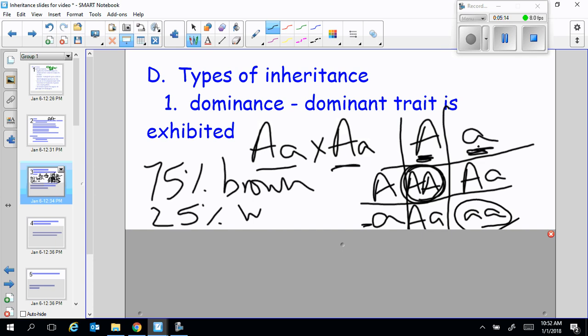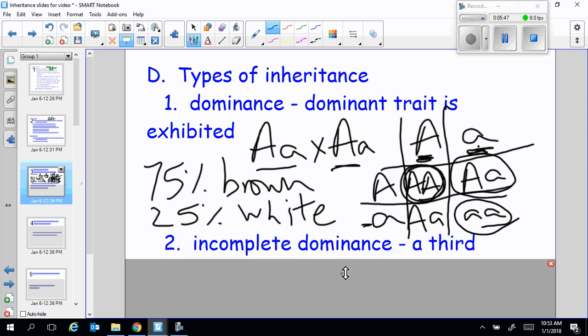So if this was something like fur color, let's say I cross two brown mice. I get the two browns, and from their offspring, when I look at all of their baby mice, 25% of their baby mice were white, showing that they were both heterozygous. But the dominant trait comes through, which means that if you are heterozygous, it is expressed as the dominant.